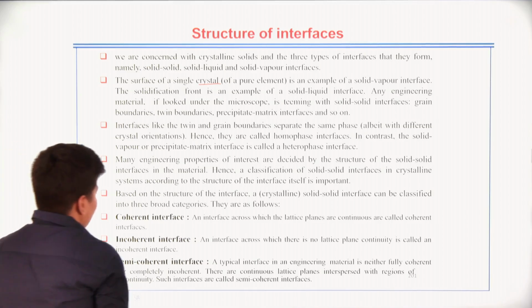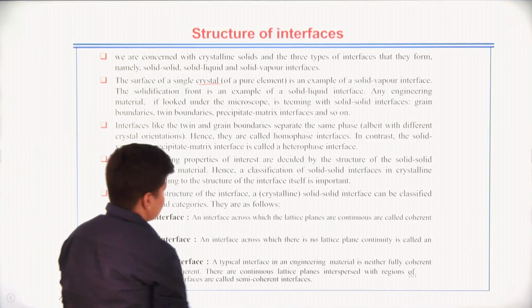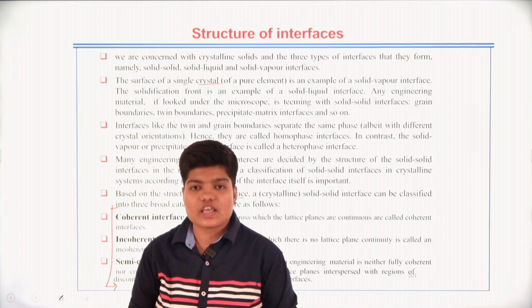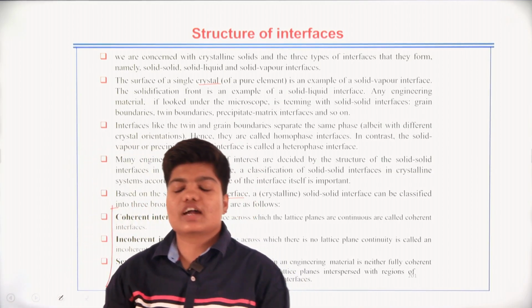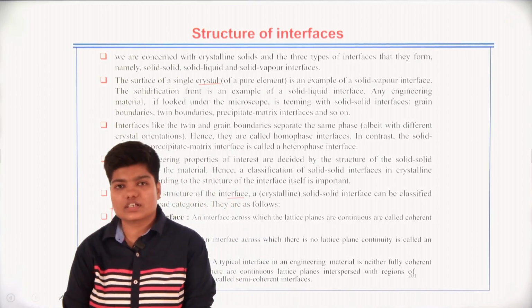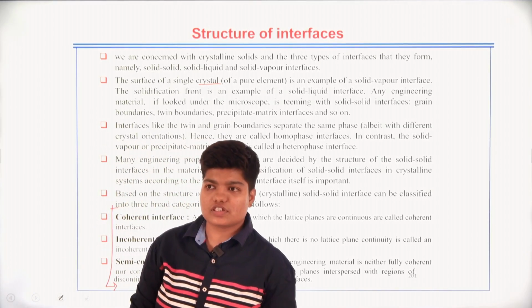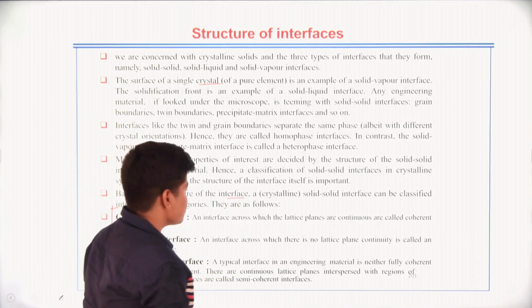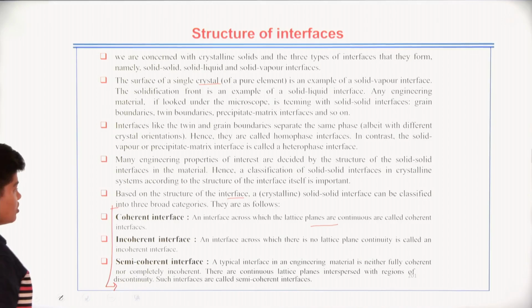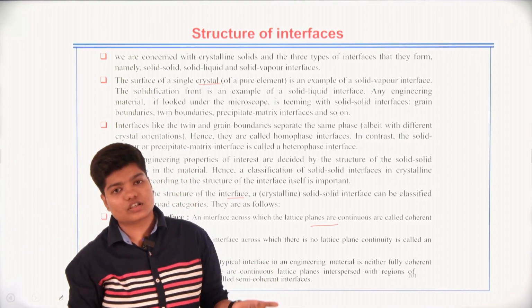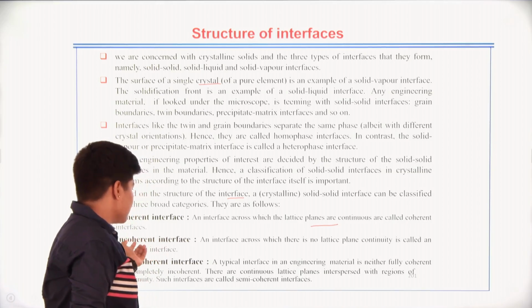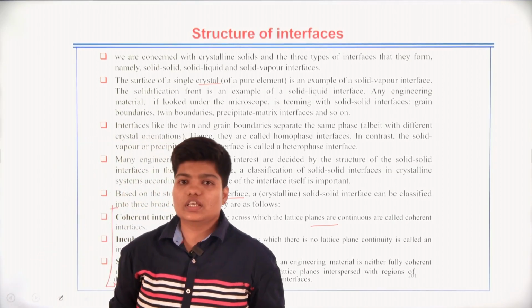Now, based upon the structure of interfaces, there are mainly three types: one is the coherent interface, another is the incoherent interface, and the third is the semi-coherent interface. First, what is a coherent interface? It is the type of interface across which the lattice planes are continuous. We will see the diagram in the next slide. But in the case of incoherent interfaces, there is no continuity across the plane.